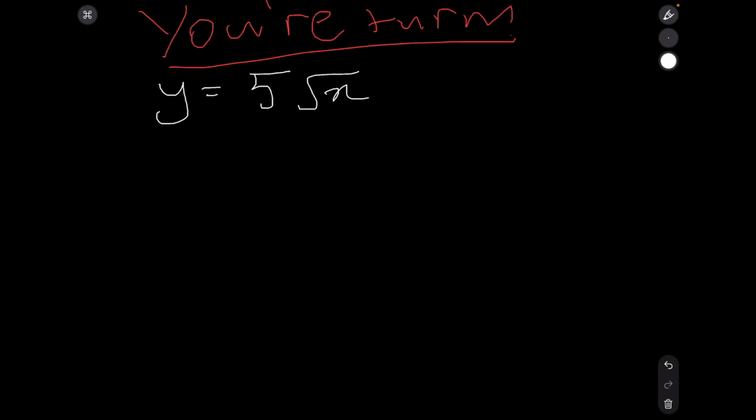Now it's your turn. Pause the video here and try to solve this equation. Try to find the first derivative of this equation.